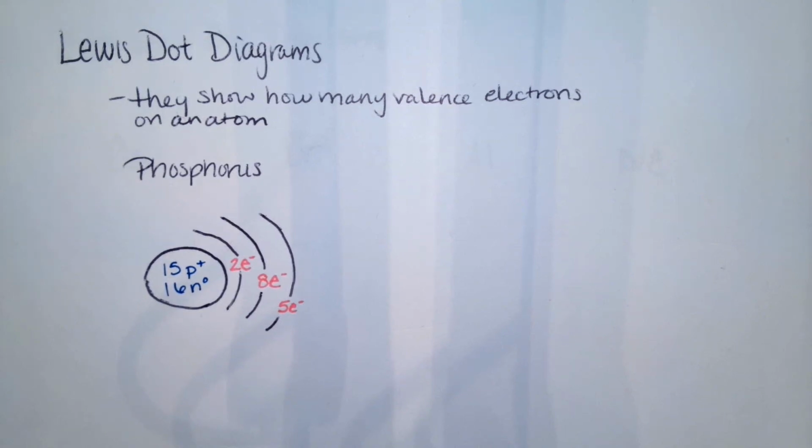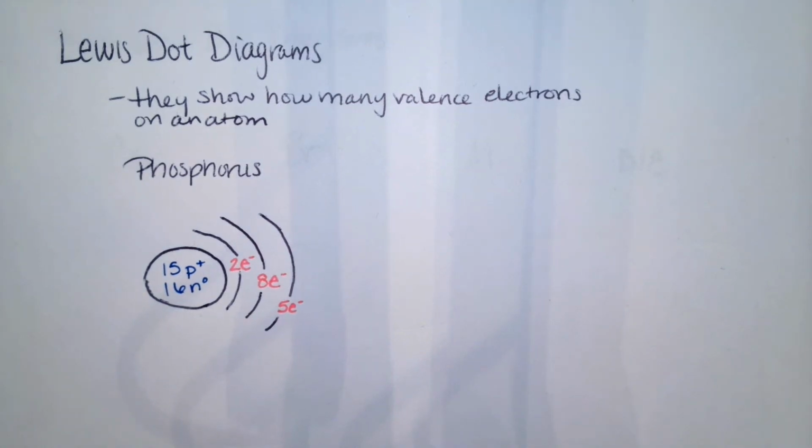Hello everyone, I wanted to show you what a Lewis dot diagram is. It's a way to show how many valence electrons an atom has without going through all that. It's just a quick, easy representation, and they're normally used when you're trying to show bonding mechanisms between different atoms, because you're showing the valence electrons and how they're interacting with other atoms. So we're going to be using these quite a bit.